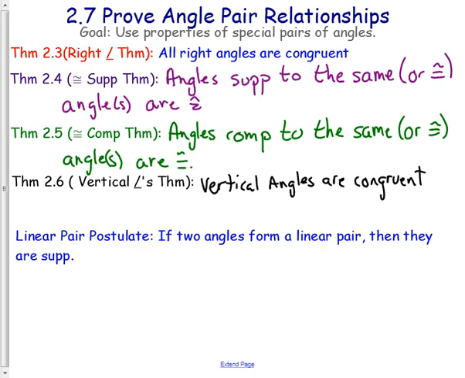One thing that's brought up in this section is the linear pair postulate. Because if two angles form a linear pair, then they are supplementary. When you're using this one, that's what you can use: the fact that they are supplementary. You can't say they add to 180 or anything like that. You just say that they are supplementary.